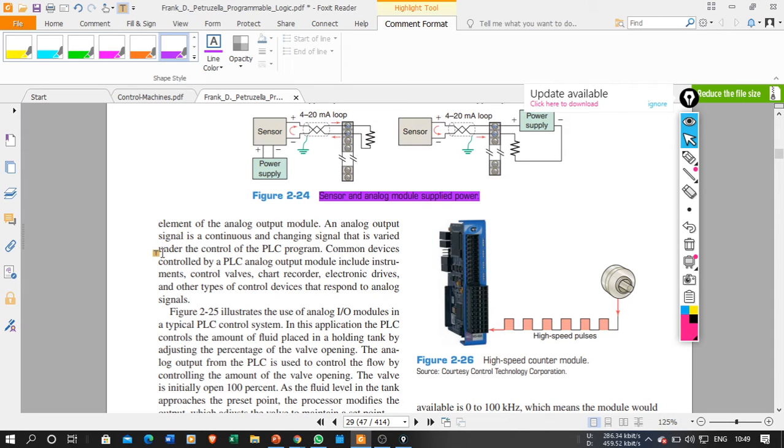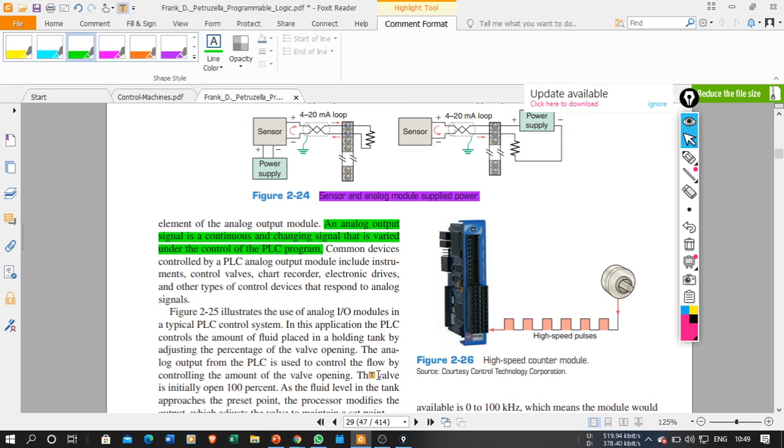An analog output signal is a continuous and changing signal that is varied under the control of the PLC program. So what is my output signal? The analog output signal is a continuously changing signal. Its magnitude does not remain constant over a period of time. Its magnitude will change with respect to time.